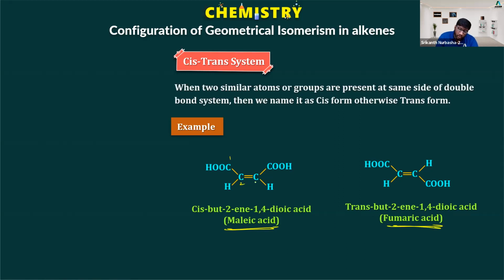1, 2, 3, 4. So 1,4-dioic acid, butene. Whenever you have COOH, CH2, CH2, COOH, what is the name of this compound? What is the name of this compound? COOH, CH double bond CH.